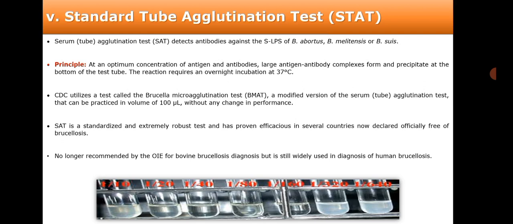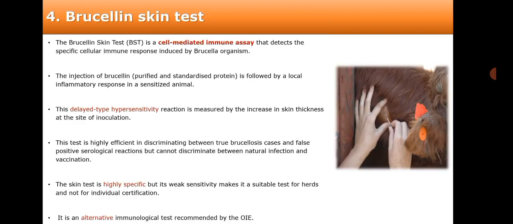Brucellin skin test is a cell-mediated immune assay that detects the specific cellular immune response induced by Brucella organism. The injection of brucellin, that is purified and standardized protein, is followed by a local inflammatory response in the sensitized animal. This delayed type hypersensitivity reaction is measured by the increase in skin thickness at the site of inoculation.